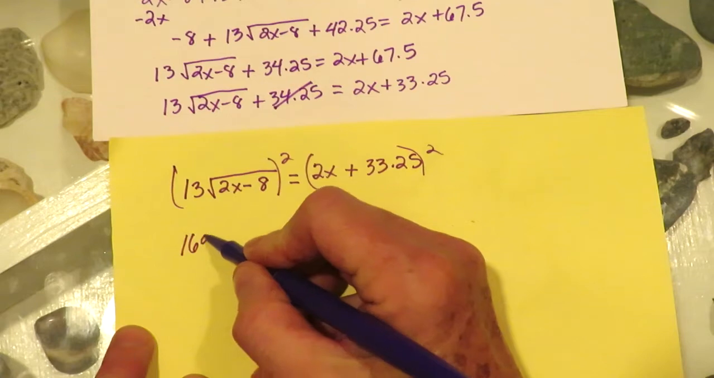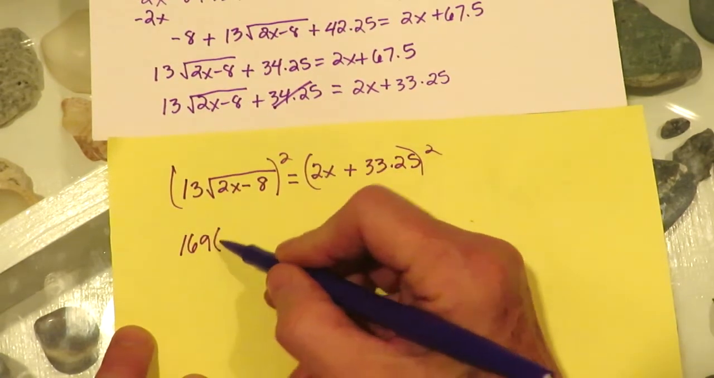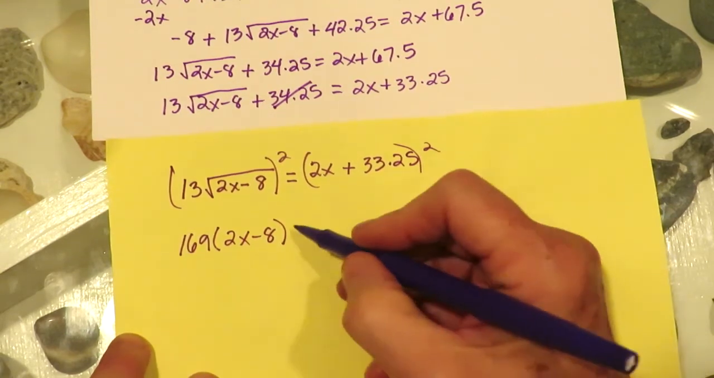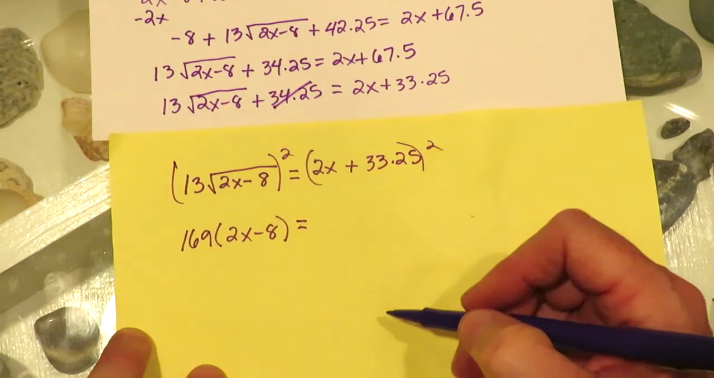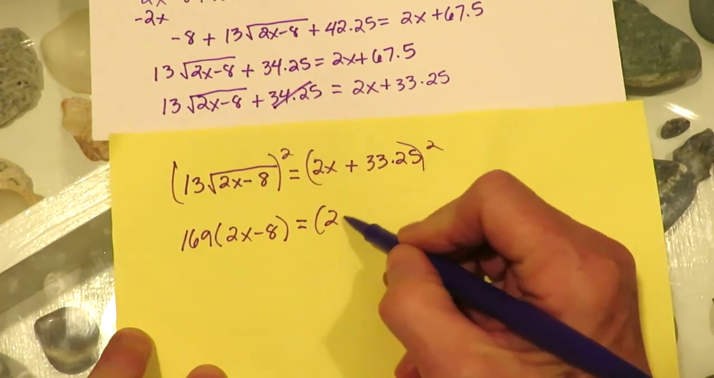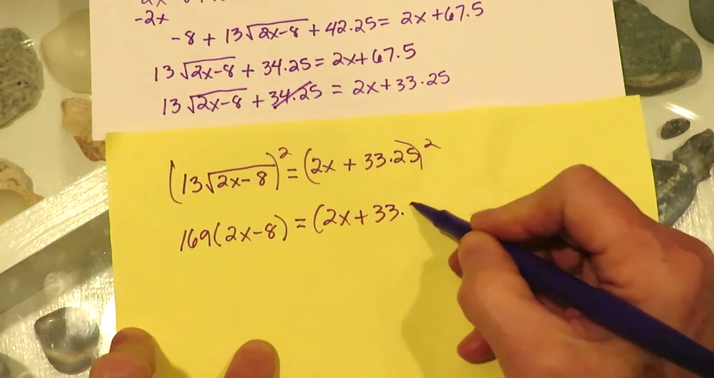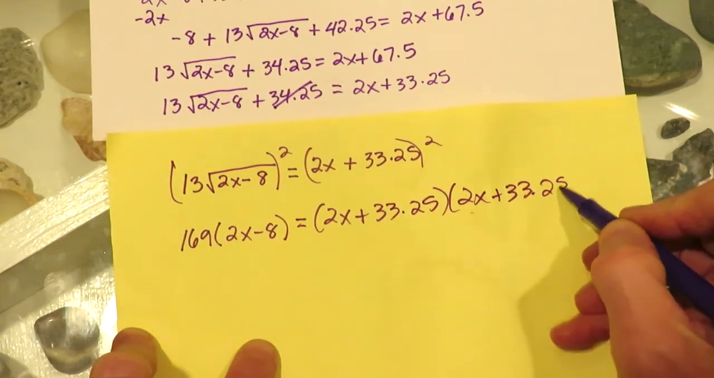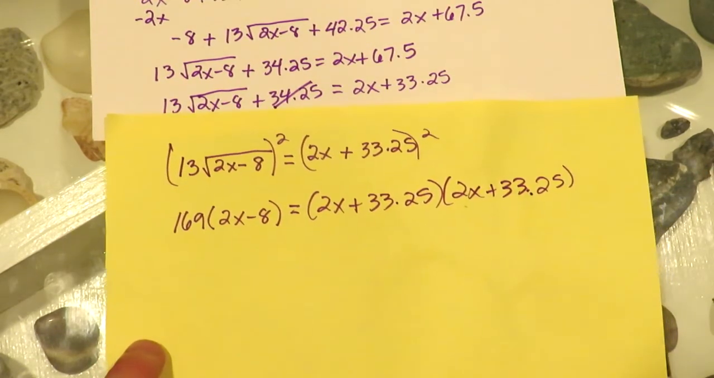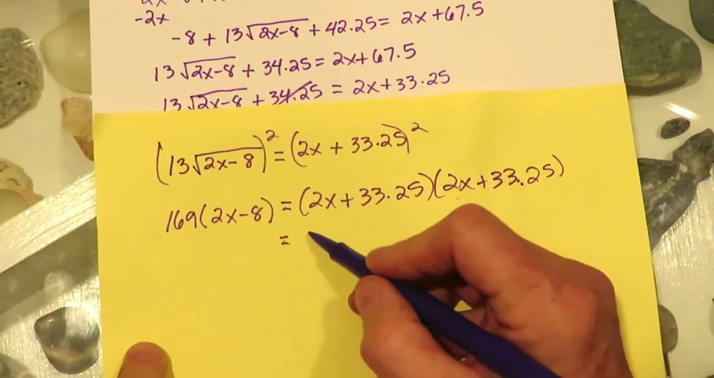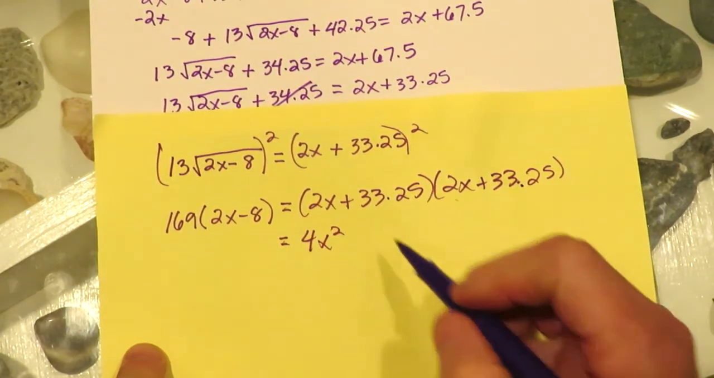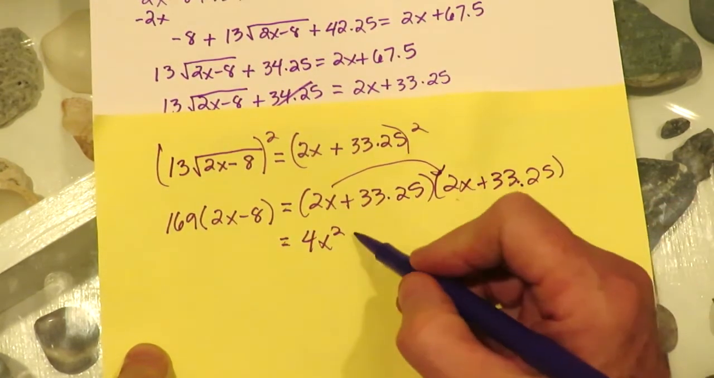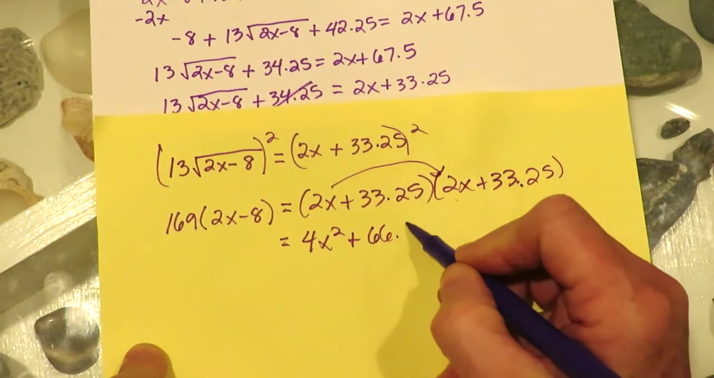So 13 times 13 is 169, and when I square the square root, I will get what was in the square root, because the square root and a 2 are inverse functions. And then once again, I'm going to have to FOIL, so patiently FOIL that out. Remember our comment at the beginning, you can't distribute a power over a sum. So over here I will get 4x squared, because 2x times 2x, and then 2x times 33.25 will be 66.5x.